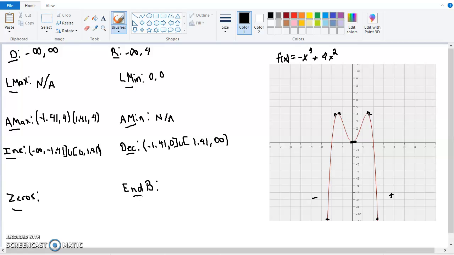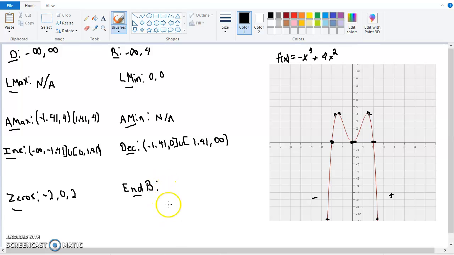When you're looking for your zeros, they are where it hits the x-axis, your x-intercepts. It hits the graph at -2, 0, and +2. So these will be your zeros: -2, 0, and +2 as your x-intercepts.